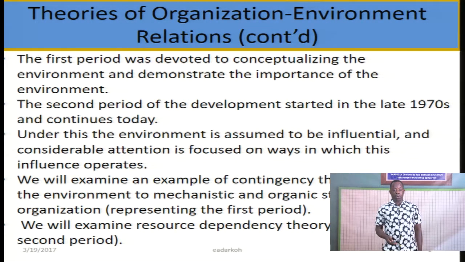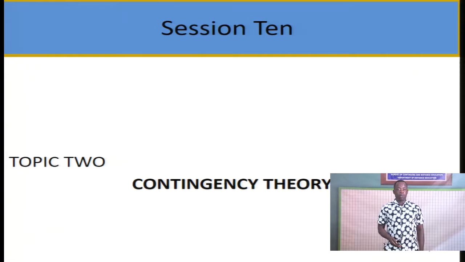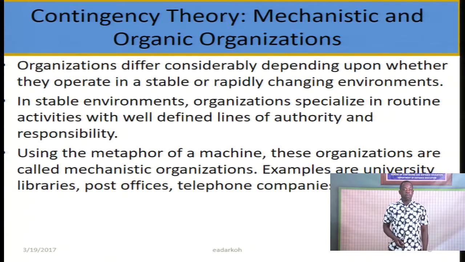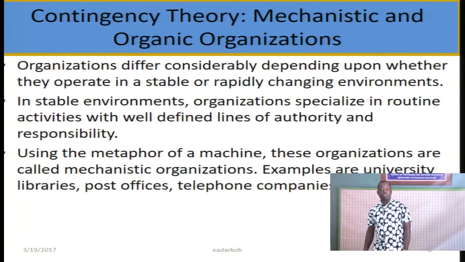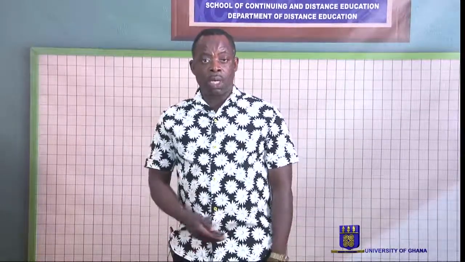We will examine the resource dependency theory, and then of course we will look at what we call the contingency theory as well. The organizations differ considerably depending on whether they operate in a stable or rapidly changing environment. In a stable environment, organizations will normally specialize in routine activities with well-defined lines of authority and responsibility. If you want to use the metaphor of a machine, these organizations are called mechanistic organizations. Examples are university libraries, post offices, telephone companies, and so on.